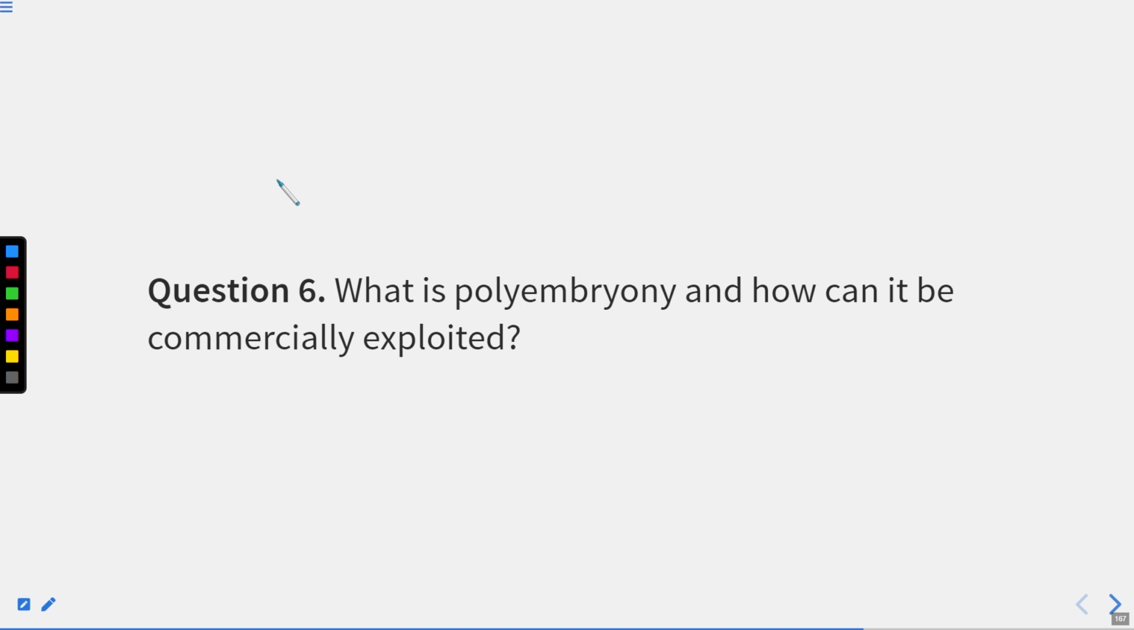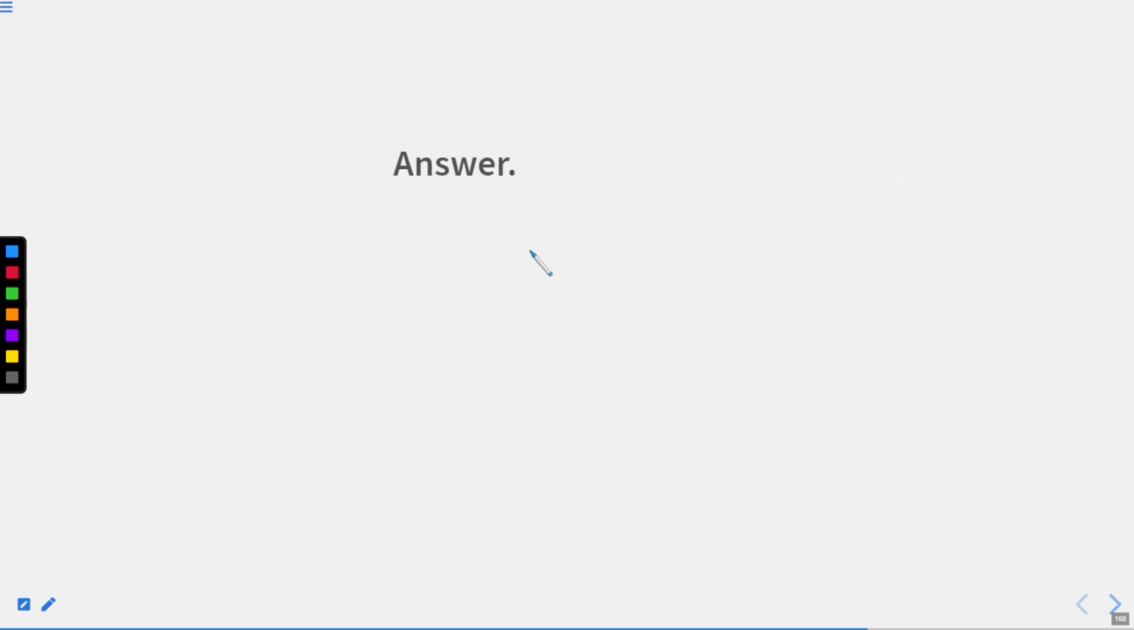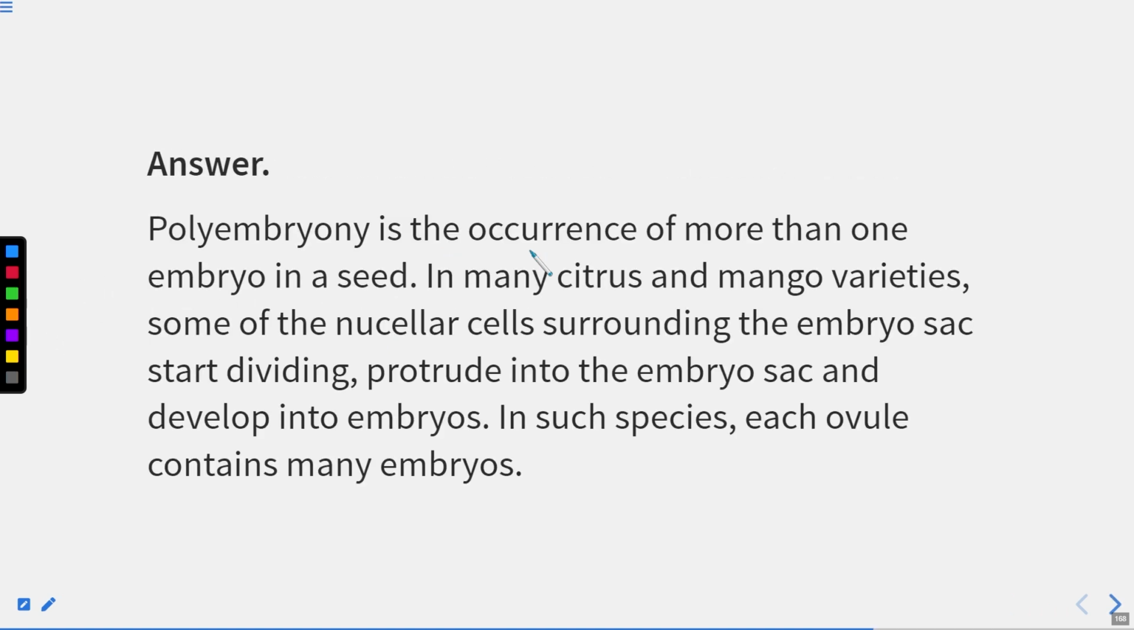Now, let's talk about question number 6. The question is, what is polyembryony and how can it be commercially exploited? Polyembryony, you know, poly means many, means presence of many embryos. Polyembryony is the occurrence of more than one embryo in a seed.